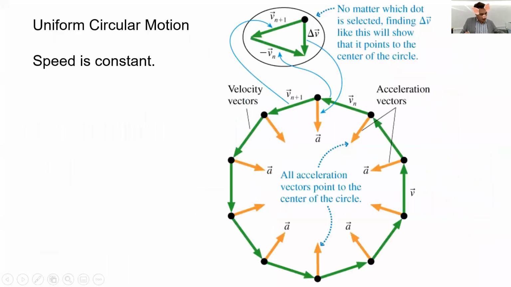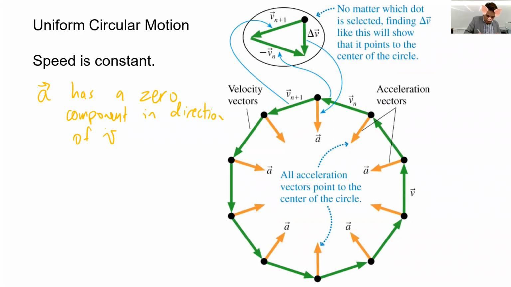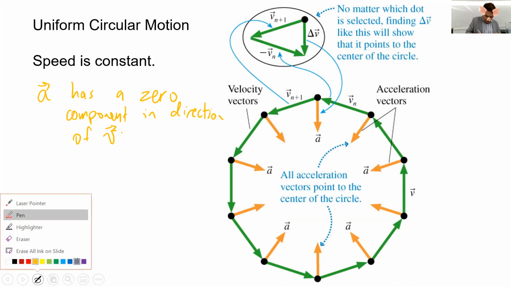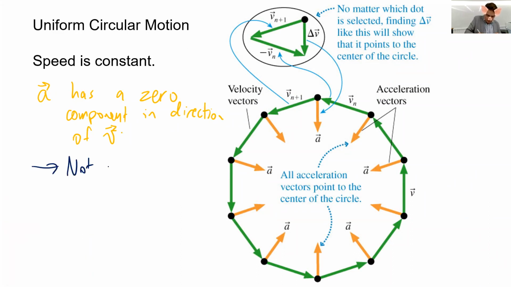So here is a situation where speed is constant. The acceleration, A, has a zero component in the direction of V. What this means is that it's not speeding up or slowing down.